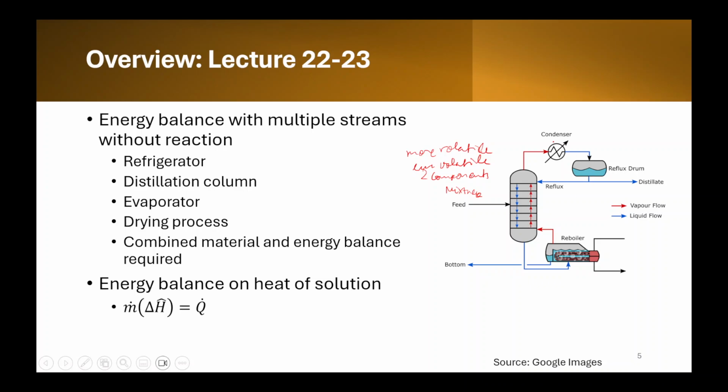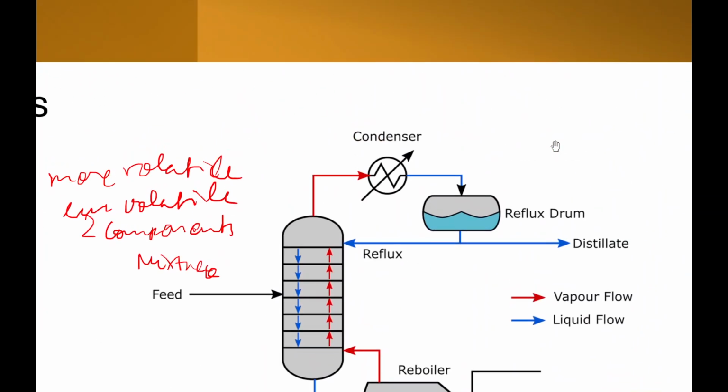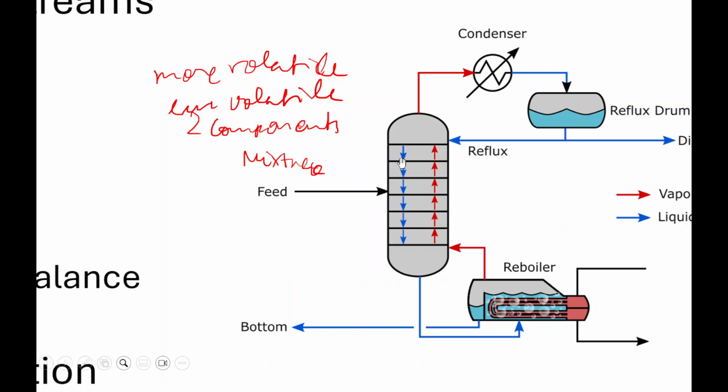So, feed is being added to the distillation column at some point here, and this distillation column consists of a number of trays or plates. Here you see the red arrows show the direction of the vapor, and the blue arrows show the direction of the liquid. So there is mass transfer between the liquid phase and vapor phase and vice versa. Here you see that the vapor then goes to the condenser. Here we need to apply the energy balance, and again the liquid goes to the reboiler. Here we need to apply the energy balance as well.